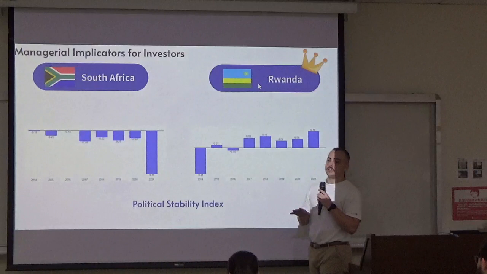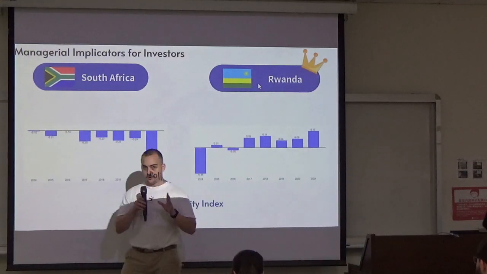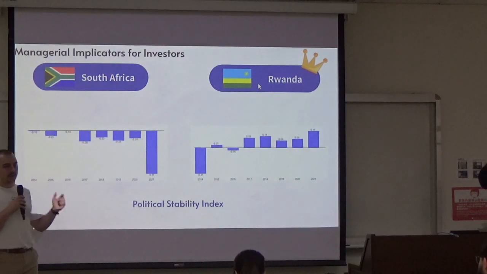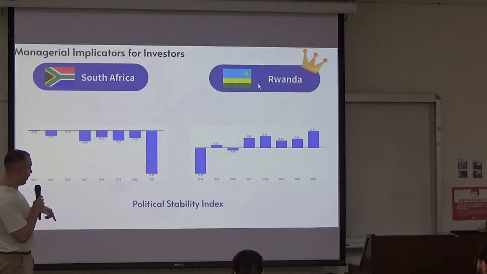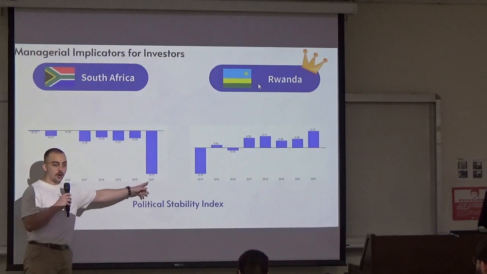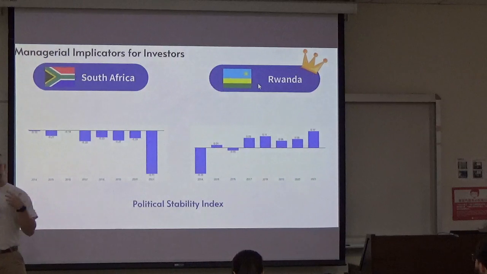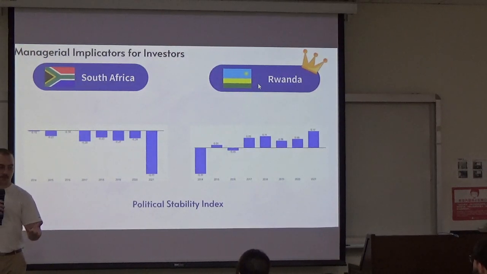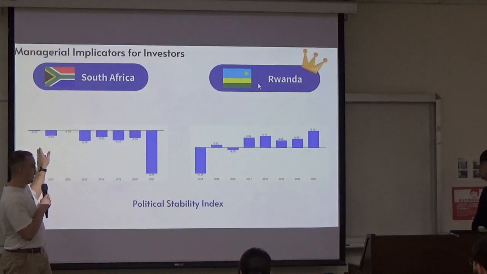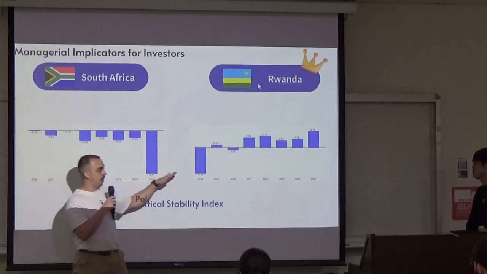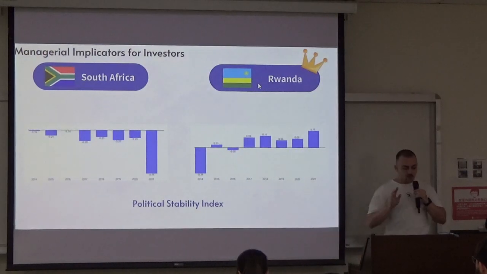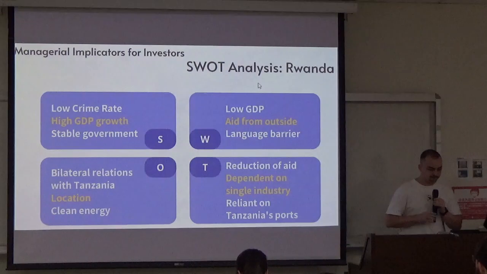Now, we've considered the qualitative factors, but we also wanted to consider a couple of quantitative factors as well. So this is the political stability index, which ranges from 2.5 to negative 2.5. As you can see, because of political tensions in South Africa, it's dramatically dropped down in 2021. As an investor that wants to invest directly into another region, this is something that needs to be very strongly considered. Now you can see South Africa is trending downwards, whereas right now Rwanda is trending upwards. Political stability is fantastic when you're considering investing into a region.